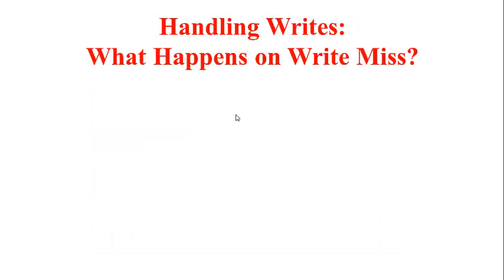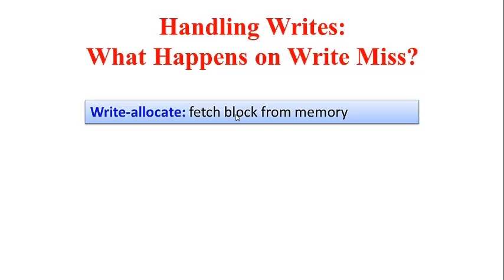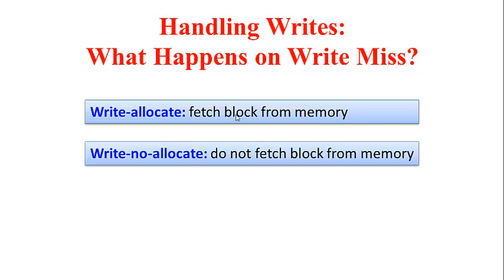Just like we had two choices with respect to what we do during a write hit, there are two choices with respect to what we do on a write miss. On a write miss, we can either allocate the block corresponding to the word which we missed in the cache, or we can choose not to allocate. So these are the two design choices.